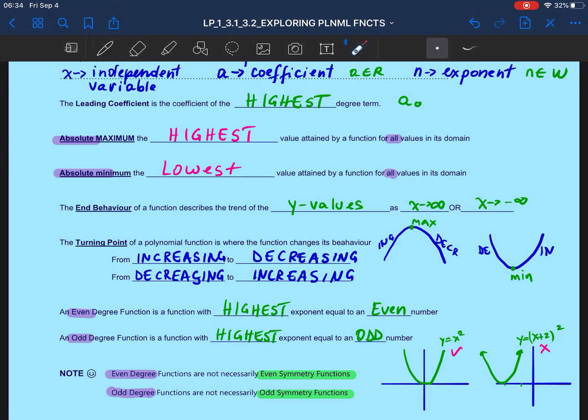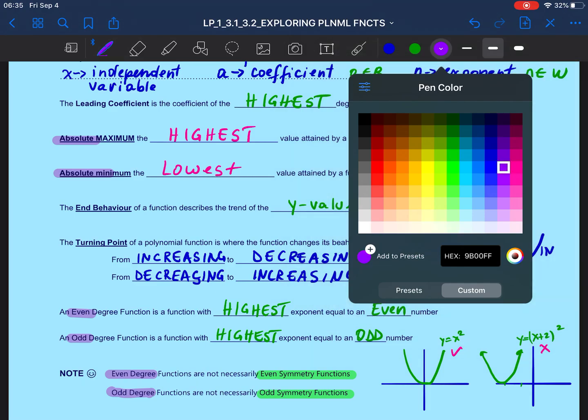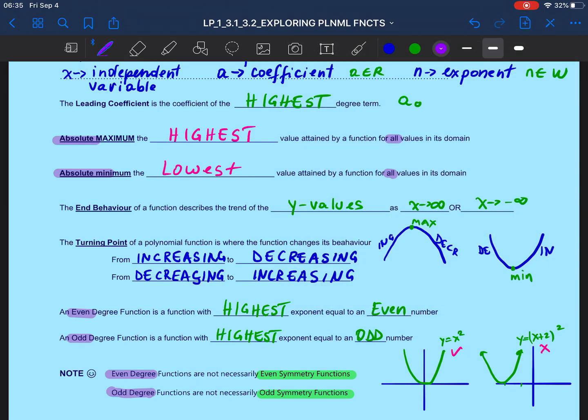Because remember that symmetry is related to the shape of the graph being symmetrical about the y-axis. So if you fold the graph along the y-axis, y equals x squared will have two sides exactly the same that overlap. Whereas in this case, if we fold the graph along the y-axis, we won't see the same thing happening as in y equals x squared. Now the same thing will occur when we talk about odd degree functions.